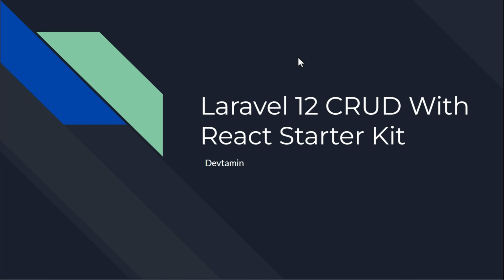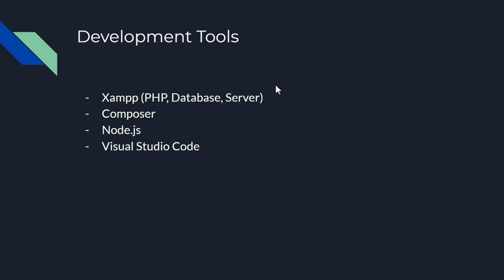Hello everyone, in this video I'm going to teach you how to create CRUD operation in Laravel 12 with React Starter Kit. The development tools that we are going to use in this tutorial is XAMPP. We are going to use XAMPP to set up PHP, database, and web server. And then you need to install Composer and Node.js, and we are going to use Visual Studio Code as a text editor. If you don't know how to set up Laravel from scratch, I highly recommend you watch my previous video. I will put the link in the description.